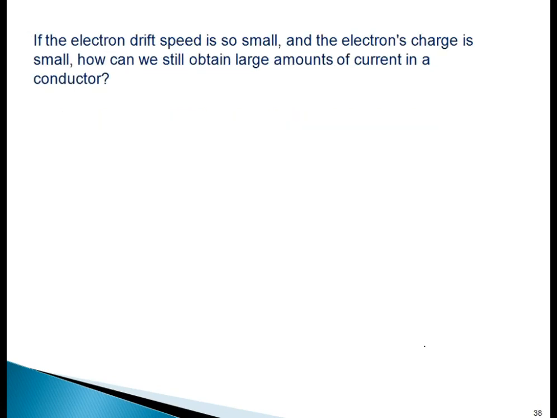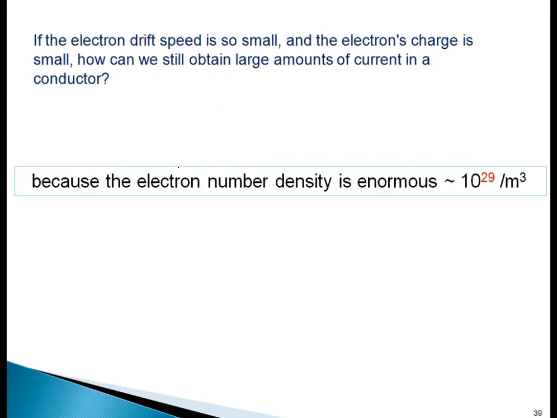If the electron drift speed is so small and the electron charge is small, how can we still obtain large amount of current? I think all of you know the formula, I equal to NeVd. If electron drift speed Vd is small, charge of the electron is also small, then how can we obtain large amount of current in the conductor? You will say it depends on N. Electron density in the conductor is very high, approximately 10^29 per cubic meter.